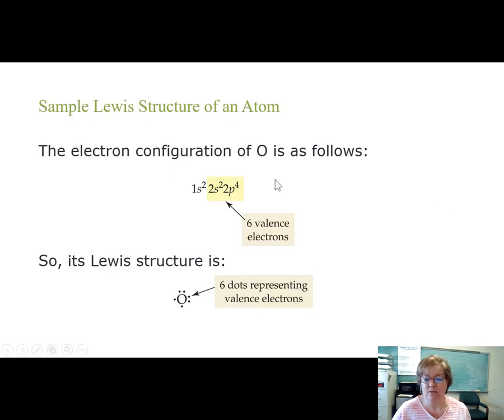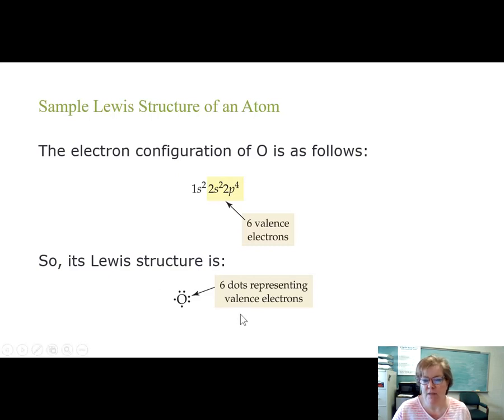So again, oxygen has 6 valence electrons. 2 is the highest occupied level, so it would be the valence shell. And I have 2 in the s and 4 in the p, so that's a total of 6 valence electrons. Also, it's in group 16, which means it's got 6 valence electrons. If I draw the Lewis structure, I draw 6 dots representing those 6 valence electrons.